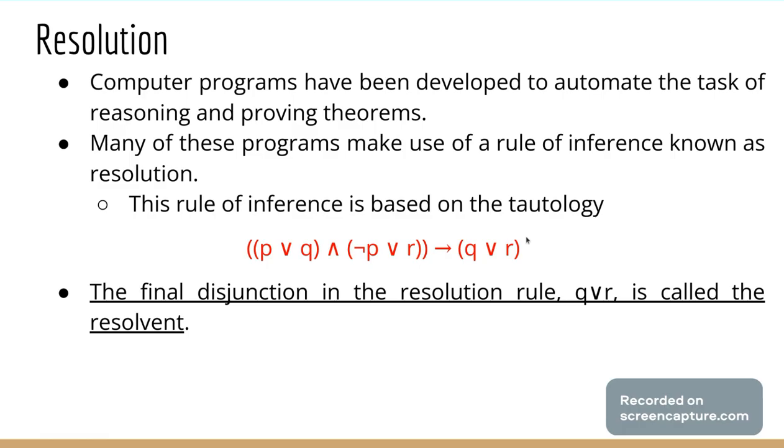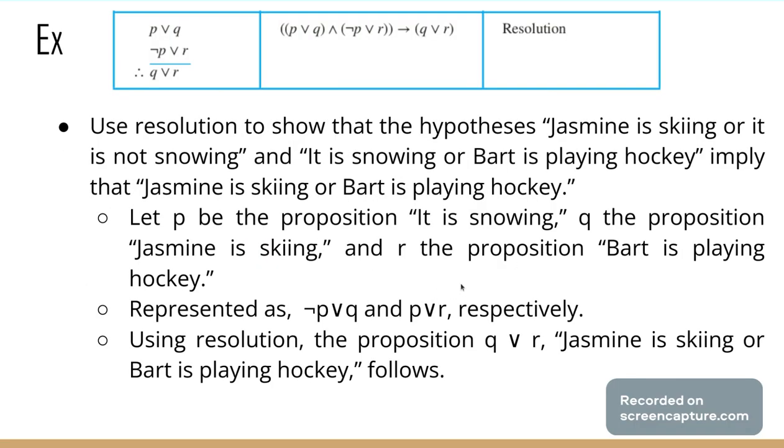It should be a tautology. See, this is a disjunction, P or Q, and this is another disjunction, not P or R. And the rule of inference is the conjunction of two disjunctions, which implies another disjunction. That resultant disjunction is called the resolvent. So in this statement, Q or R is called the resolvent. Okay, let's look at an example.